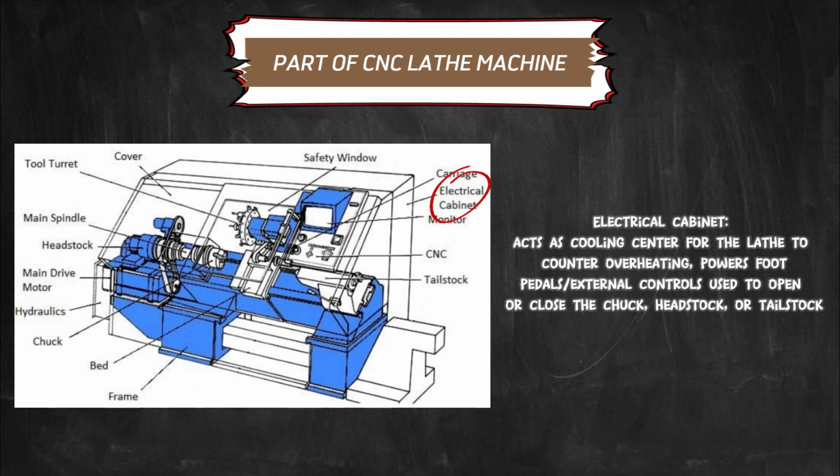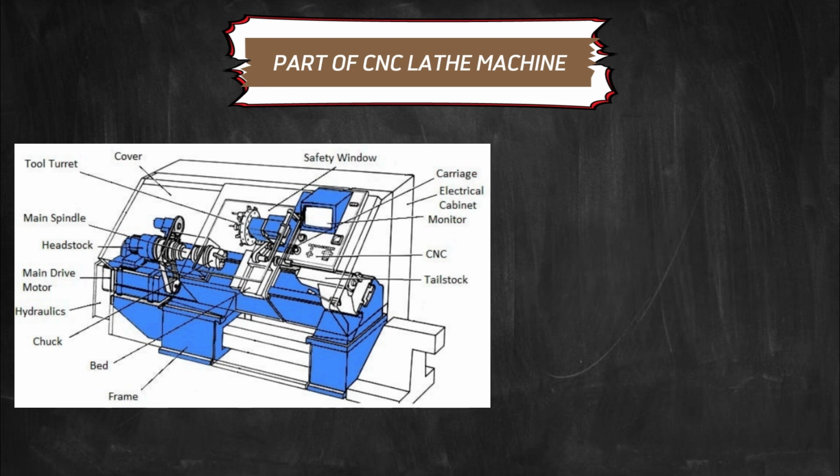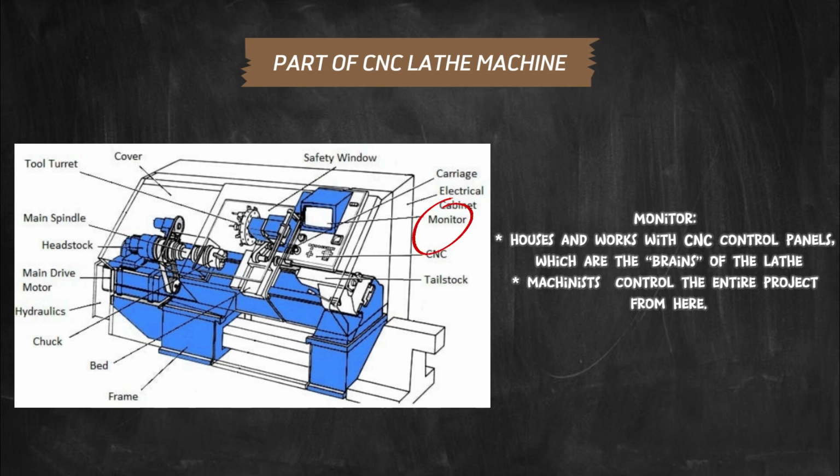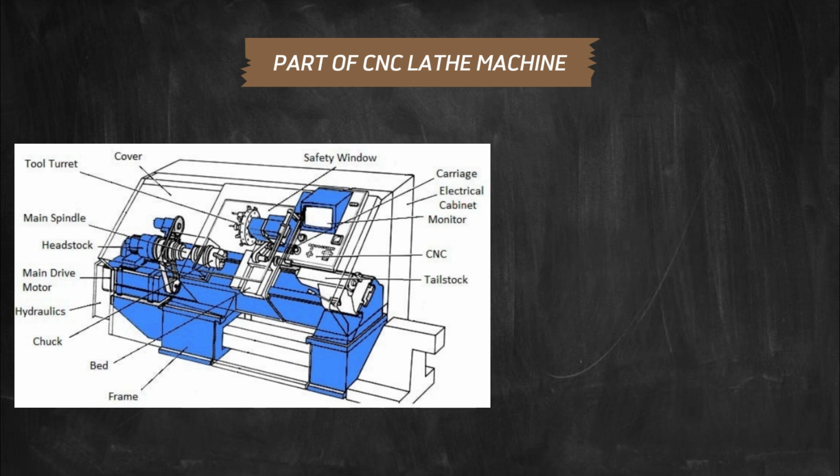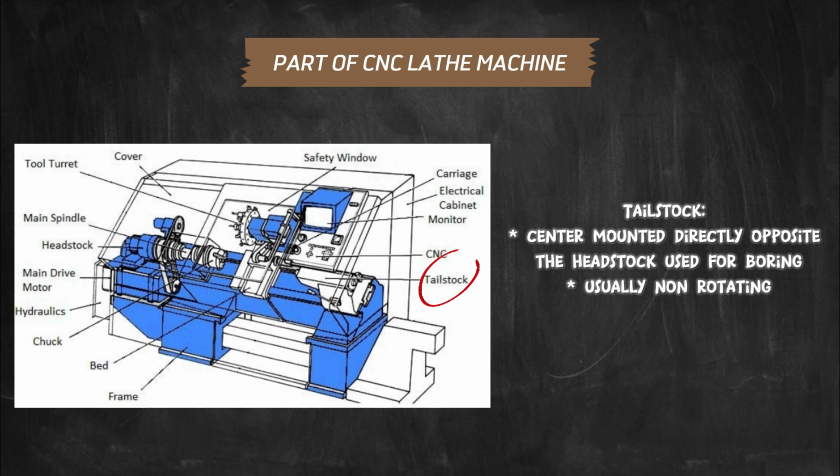Number 10, we have the electrical cabinet. Electrical cabinet acts as a cooling center for the lathe to counter overheating. It powers foot pedals, external controls used to open or close the chuck, headstock, or tailstock. Number 11, we have the monitor. Monitor houses and works with CNC control panels, which are the brains of the lathe, and machinists control the entire project from here. Lastly, we have the tailstock. Tailstock is center-mounted directly opposite the headstock, used for boring, usually non-rotating.